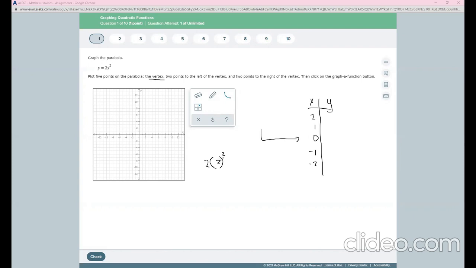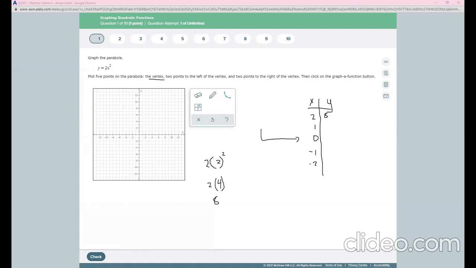PEMDAS says we do inside the parentheses. There's nothing to do inside the parentheses right now. And then we square it. When you square something, you take that number and multiply it to itself. So it's 2 squared, which means 2 times itself, 2 times 2. 2 times 2 is 4. And then we'll multiply by the 2 that was on the outside. So 2 times 4 gives us 8. So the whole thing here is 8.